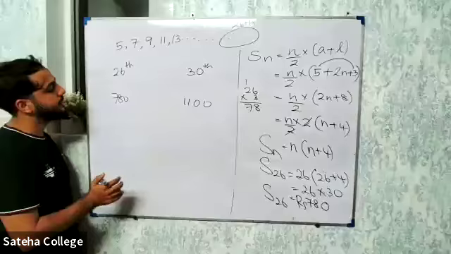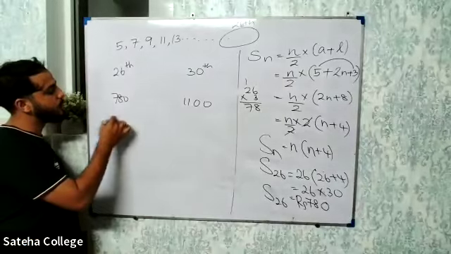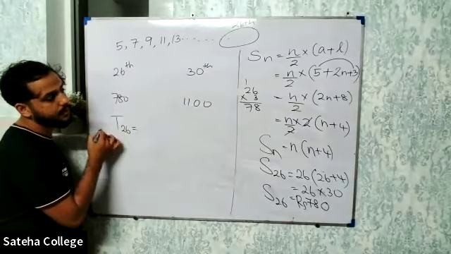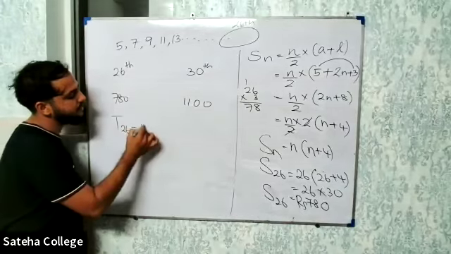the 26th, T26, right? Now we have Tn is a plus n minus 1 into d, right? So then a is equal to 5, n is 26, 26 minus 1, the common difference is equal to 2, 5 plus 25 into 2. So then we have 55. That means on the 26th day, she has put 55 rupees, right?